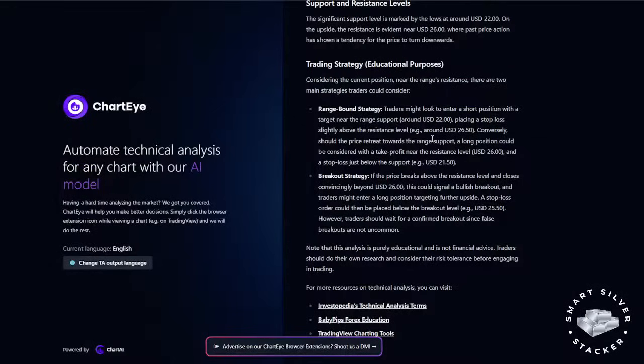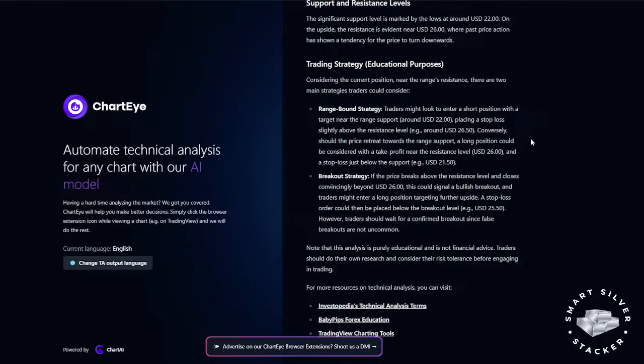Now, let's see what it says to do regarding silver here, the AI. It says a range-bound strategy. Traders might look to enter a short position with a target near the range of support around $22, placing a stop loss slightly above the resistance level around $26.50. So what they're saying there is if silver does fall, it probably won't fall much lower than $22. That would be your target. And if we get a close above $26, you'd probably want to abandon that short.